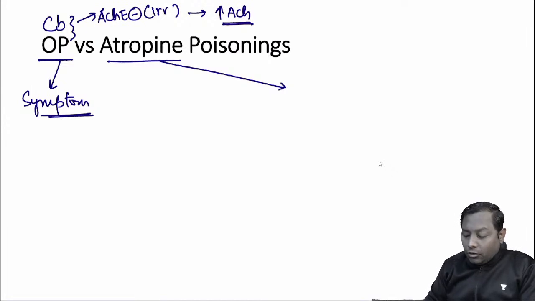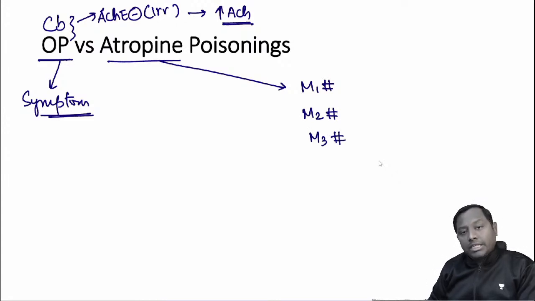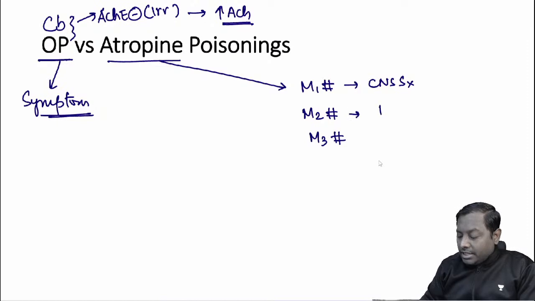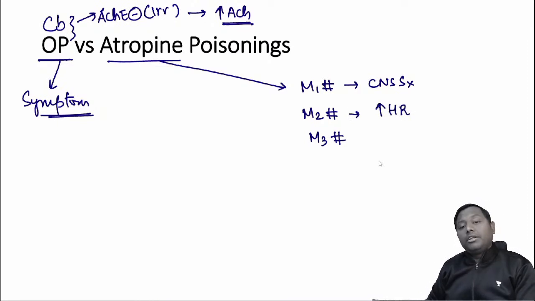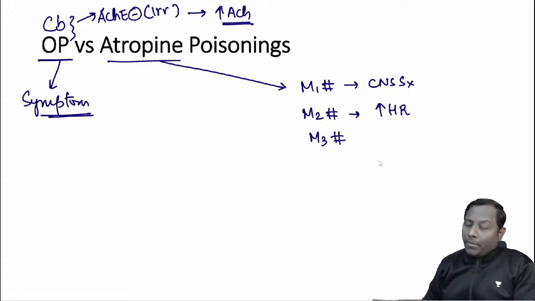On the other hand, atropine is a non-selective muscarinic antagonist, right? So it will block M1, M2, and also M3. Because of blocking M1, the patient can have some CNS symptoms. The patient will also have some GI symptoms. Because of M2 blockade, there will be an increase in the heart rate. This is where you are going to see heart rate increased. M2 is mainly present on the heart nodal tissue.